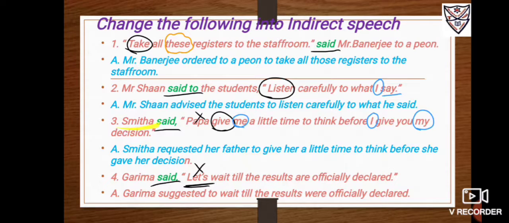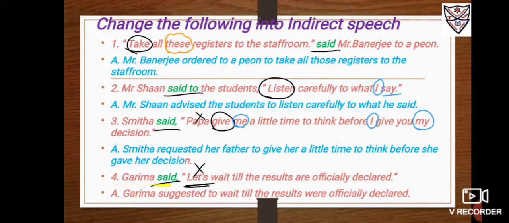Now go for the pronouns. Smita is the speaker. We'll circle it. Inside the inverted commas, me, first person, circle. I, first person, circle. My, first person, circle. So it is Smita requested her father. Now all these first person pronouns will change with the speaker. Speaker is Smita, third person, girl, so we'll be using she in place of it. But it is me as an object, it will become her. So it is Smita requested her father to give her a little time to think before she gave him her decision. Before she gives her decision.